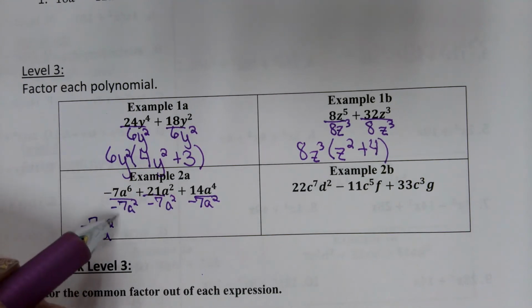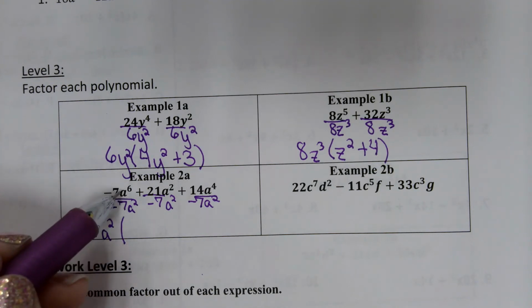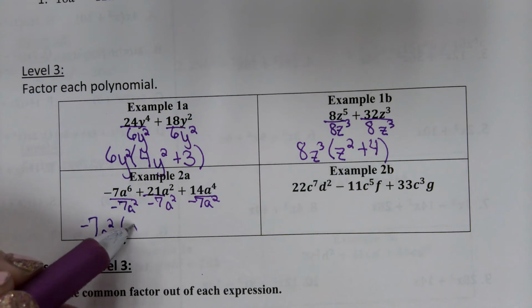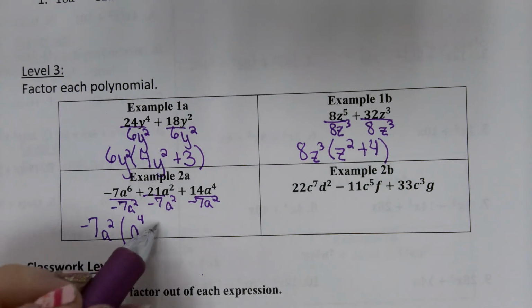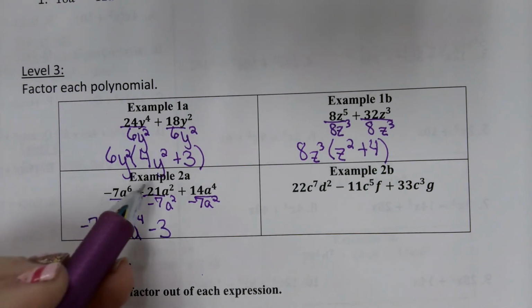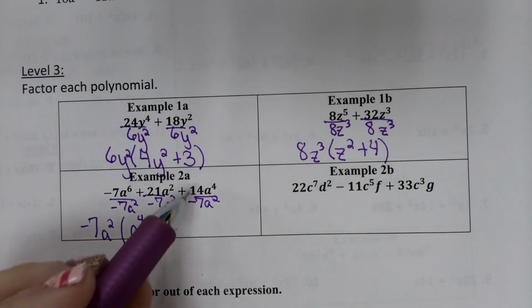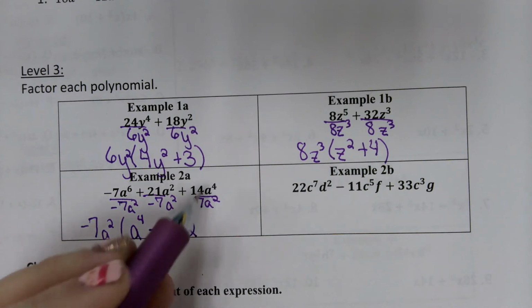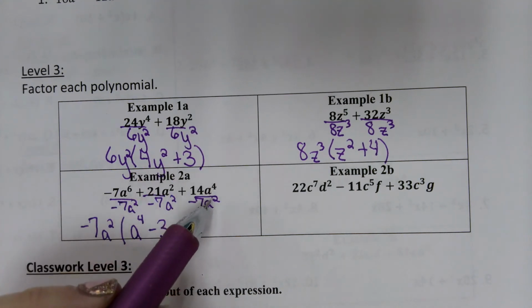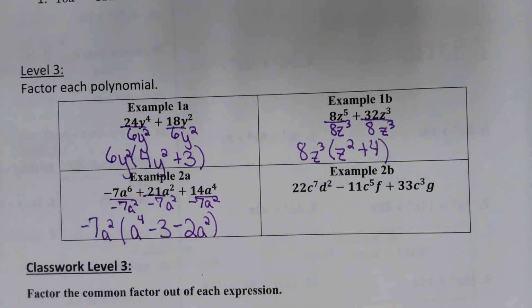Negative 7 divided by negative 7 is positive 1. 6 a's, and I take away 2 of them, so a to the 4th remains. 21 divided by negative 7 gives me negative 3. I had 2 a's, and I took away 2 of them, so no more a's. 14 divided by negative 7 is negative 2. This time I had 4 a's, and I took out 2 of them, so a squared remains.